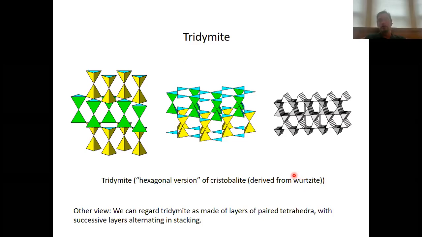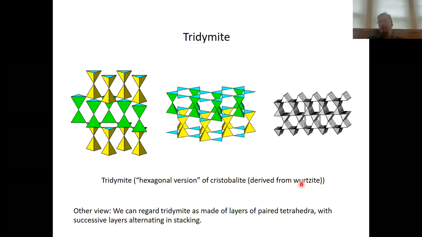Actually, we have a wurtzite derived structure. So remember, wurtzite was a polymorph of zinc sulfide, whereby we had a hexagonal close-packed structure of sulfur with 50% of the tetrahedral holes filled with zinc.